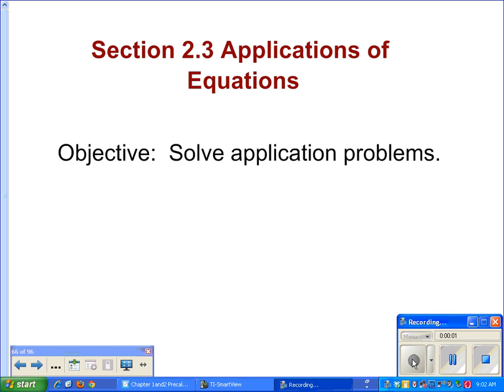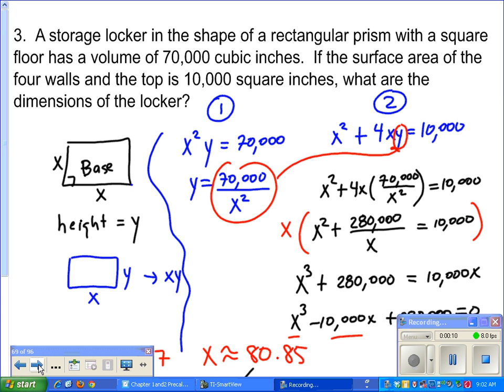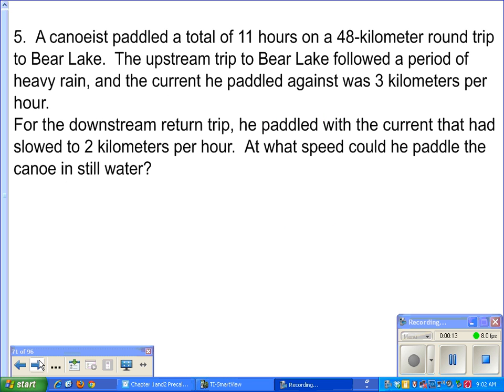So today we're working on part 2 of applications of equations, and again our objective here is to solve application problems. In the last video you saw me work through the first 4 problems, and now we're going to pick up on the 5th problem.